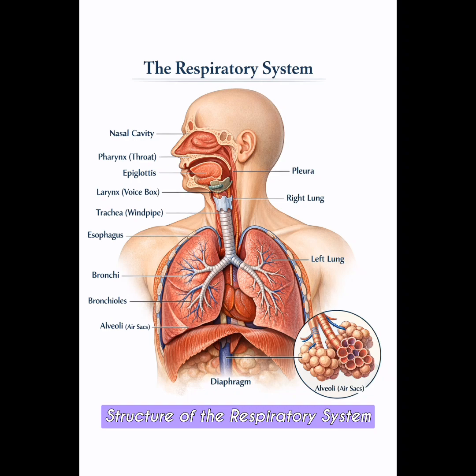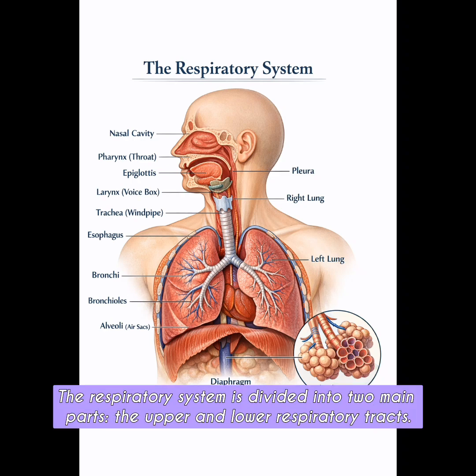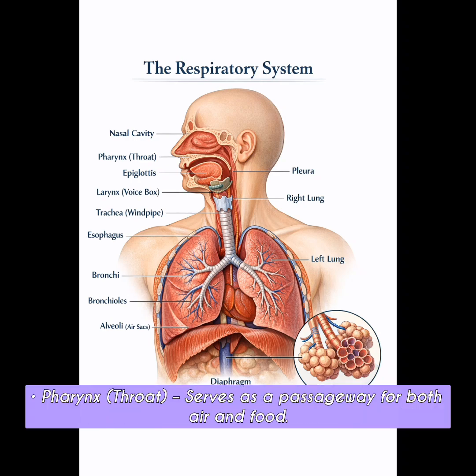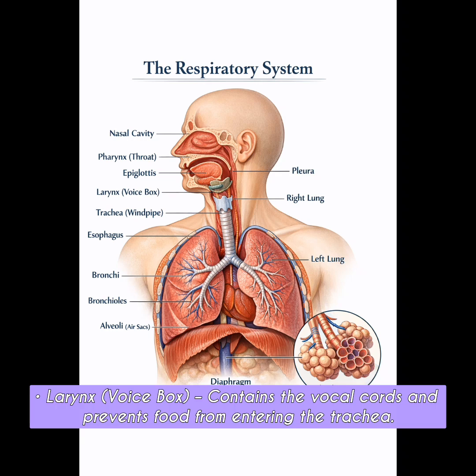Structure of the respiratory system. The respiratory system is divided into two main parts: the upper and lower respiratory tracts. Upper respiratory tract: nose and nasal cavity filter, warm, and moisten incoming air. Pharynx, the throat, serves as a passageway for both air and food. Larynx, the voice box, contains the vocal cords and prevents food from entering the trachea.